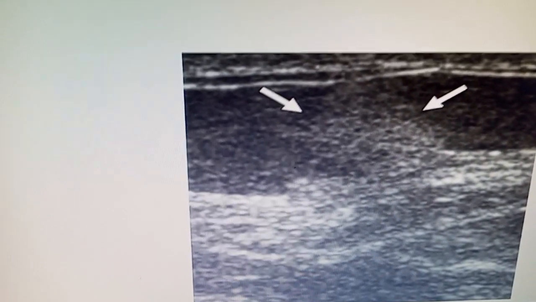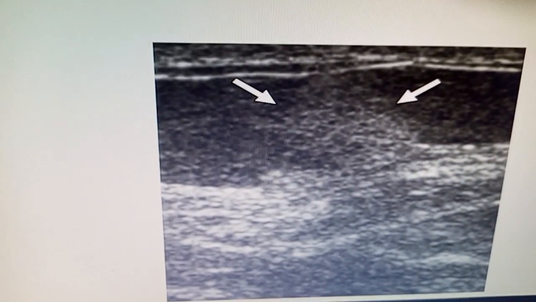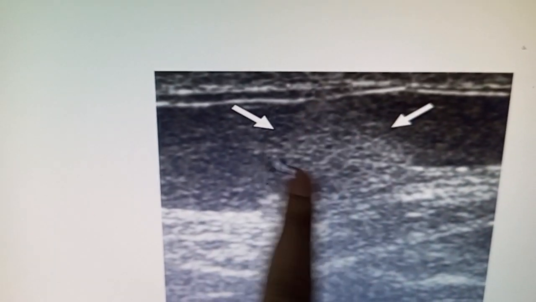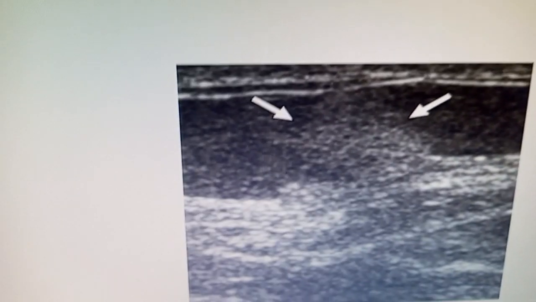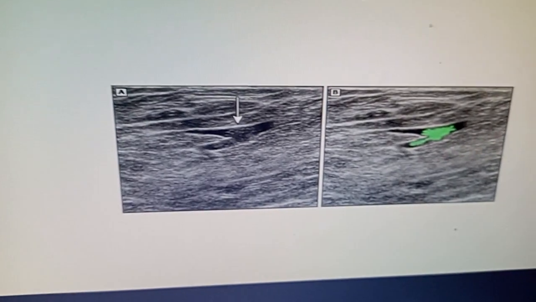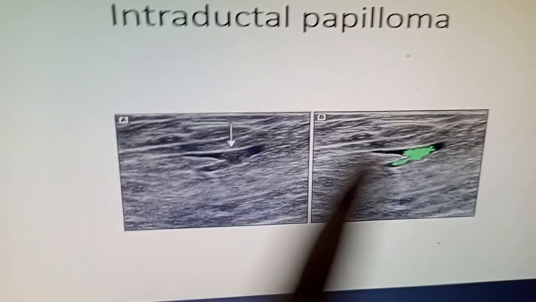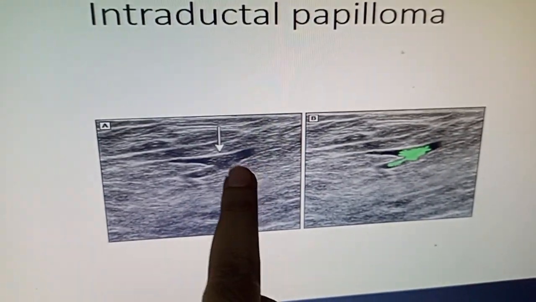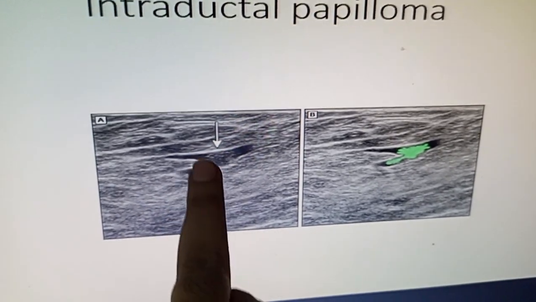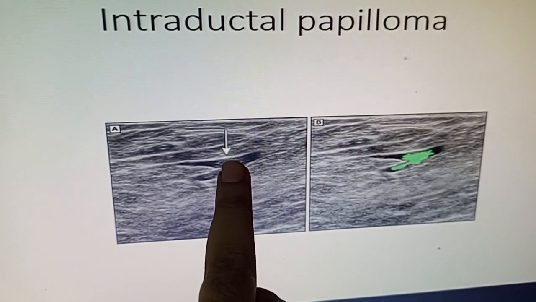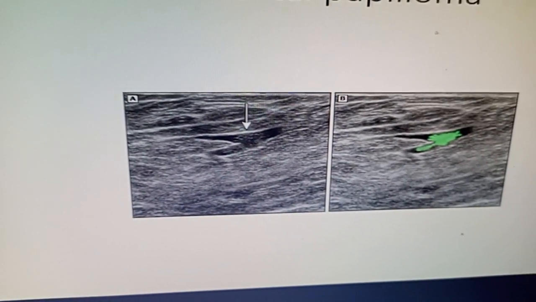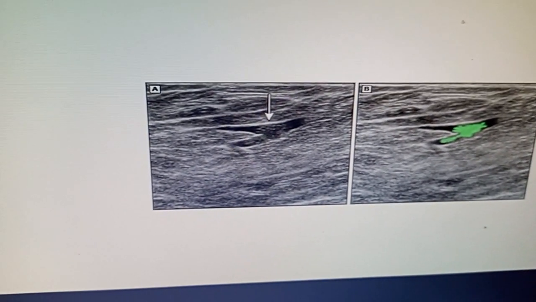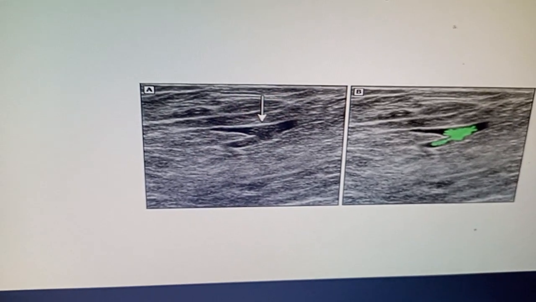This is a case of fat necrosis on the ultrasound of the breast. They appear as a hyperechoic area in the acute stage. It is categorized as BI-RADS 3. This is a case of intraductal papilloma. Dilation of the duct with a nodule in it. Typical appearance of the intraductal papilloma. This is categorized in the BI-RADS 4 category.